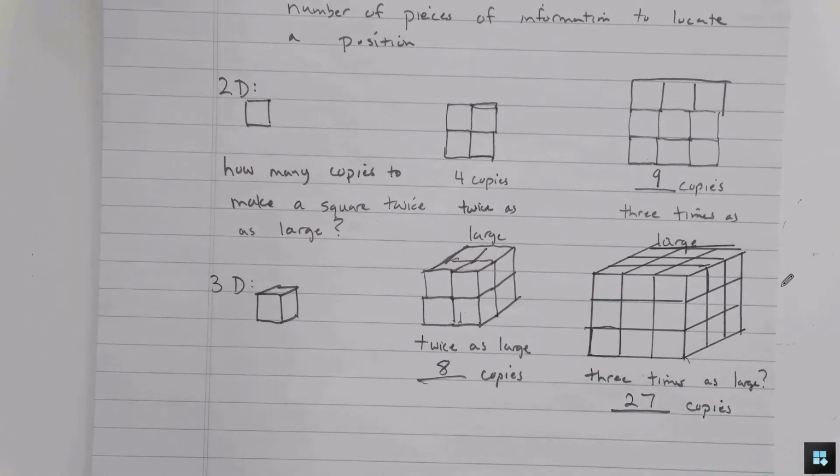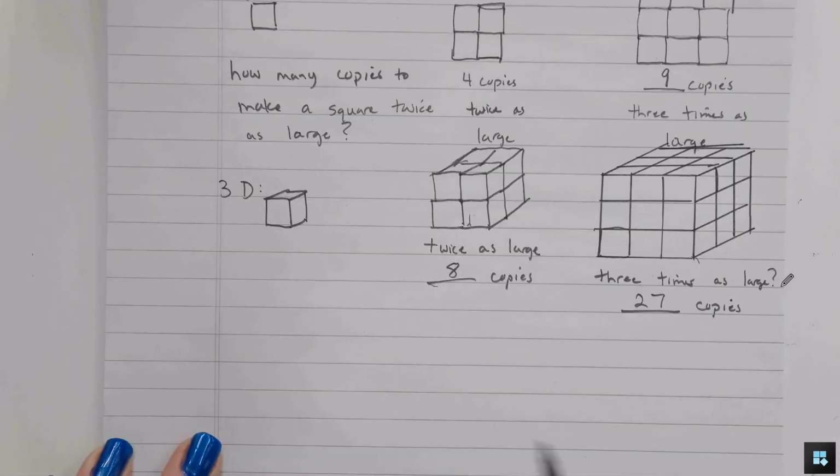Okay, so we're seeing differences between the dimensions. 2 dimensions to make something twice as big took 4 copies. 3 dimensions took 8 copies. To make something 3 times as big in 2 dimensions took 9 copies. But in 3 dimensions, it took 27 copies. That's a lot more. Let's see if there's a difference in 1 dimension.